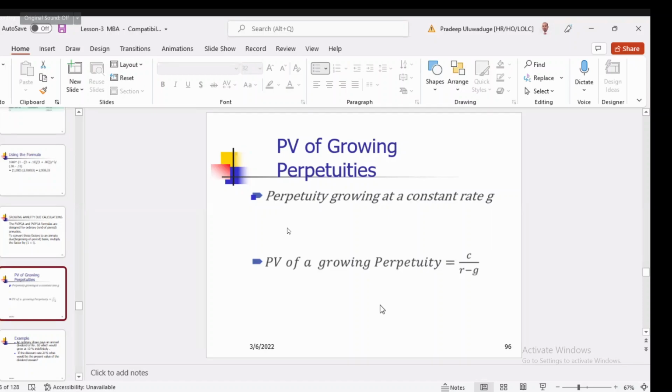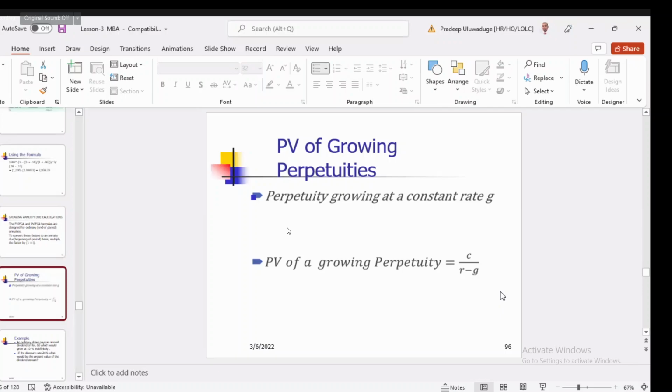If the perpetuity is growing at a constant rate G, what you can do is, earlier it was C divided by R, right? Cash flow divided by the interest rate. And now you take the difference, C divided by R minus G. So this is the adjustment that we make to a growing perpetuity to calculate the present value of a growing perpetuity. Right?